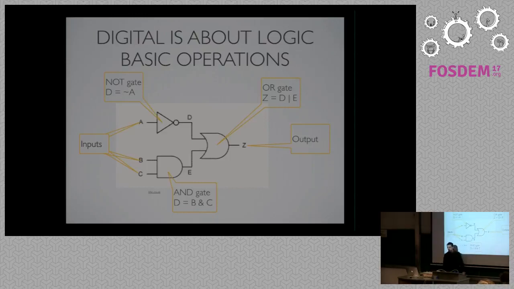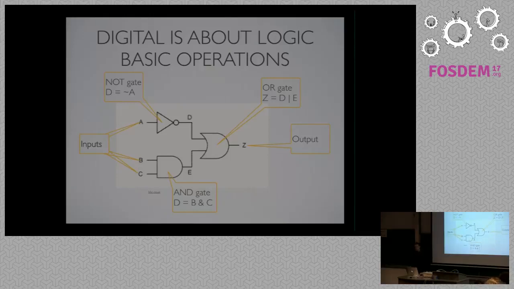You have the OR gate, so as soon as one of the inputs is 1, the output is 1. If both inputs are 0, the output is 0. This corresponds to the pipe, the logical pipe operator in C. And there is the AND gate, whose output is 1 if and only if both the inputs are set to 1. And this corresponds to the ampersand operator, the AND operator of C.